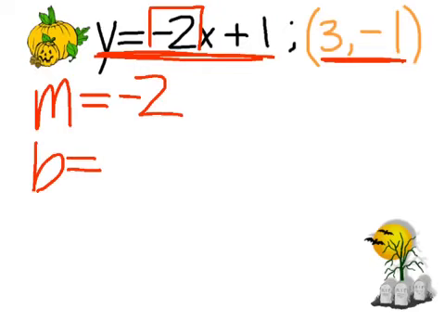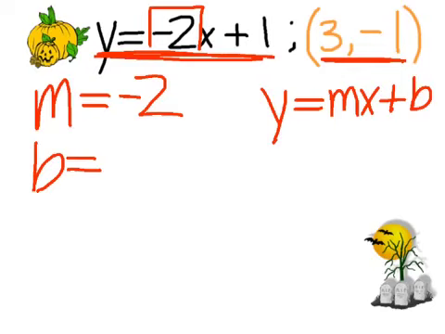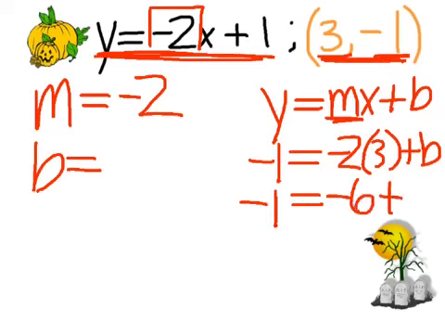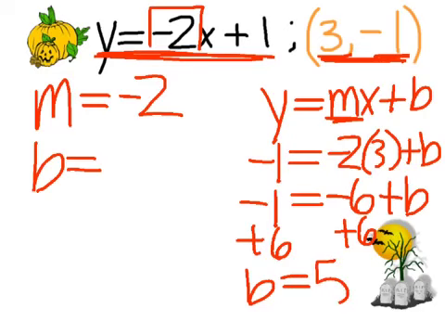Next, we want to find our y-intercept. To find our y-intercept, we use our y equals mx plus b equation. We plug in our y value, which is -1. We plug in our slope, which is -2. Our x is 3, plus b. Now we just need to solve for b. So we have -1 is equal to -6 plus b. We add 6 to both sides. So our b is equal to 5.